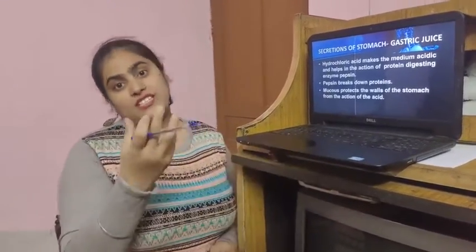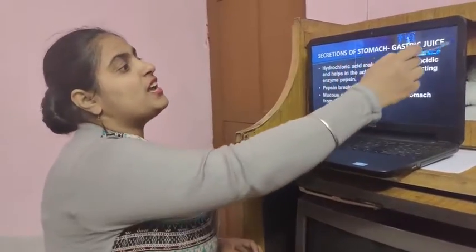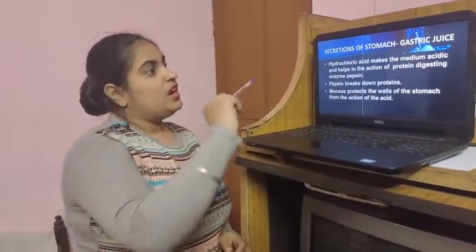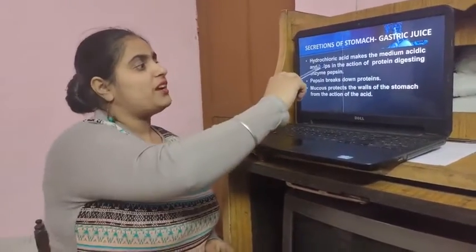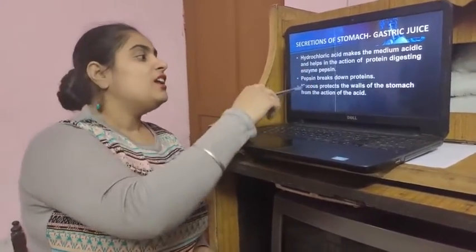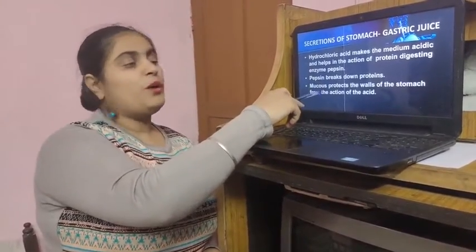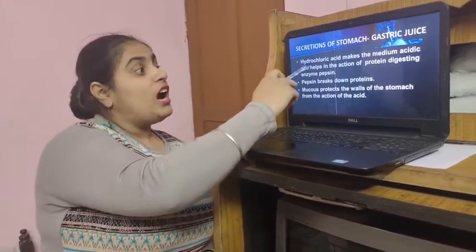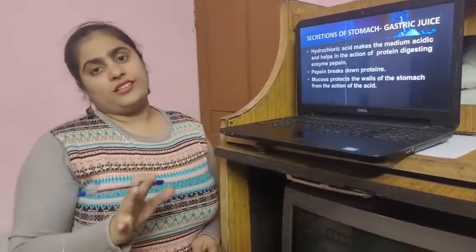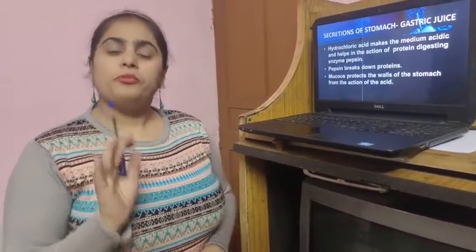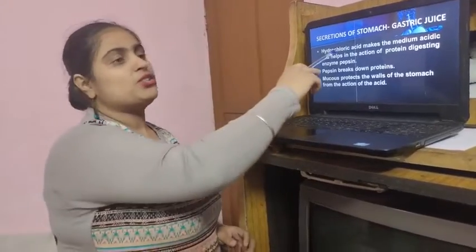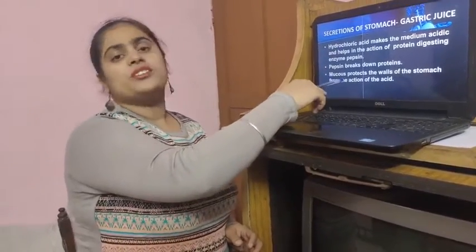Now this stomach has walls and those walls contain glands. They have some secretions, known as gastric juices. Now gastric juice contains 3 important things. First one is hydrochloric acid. Second one is pepsin and third one is mucus. Now, hydrochloric acid is a very strong acid, right? It can damage the wall of the stomach. But to protect the wall of the stomach from the action of hydrochloric acid, mucus is present.